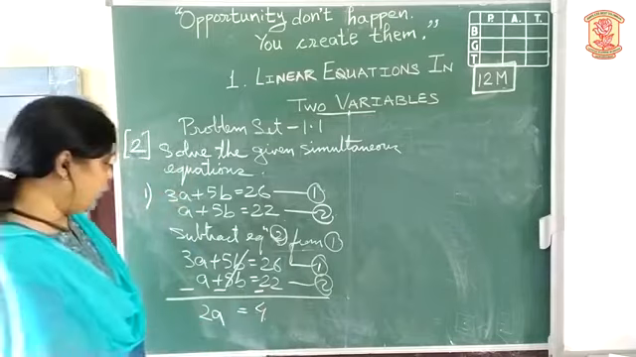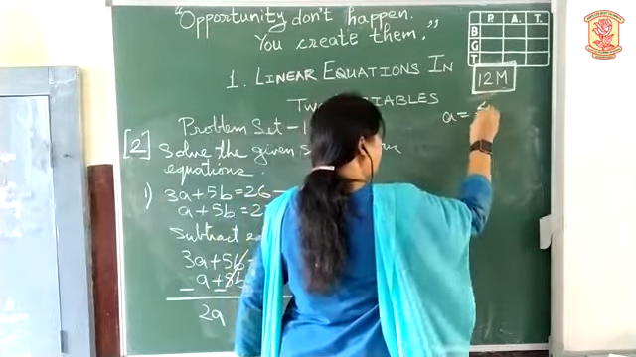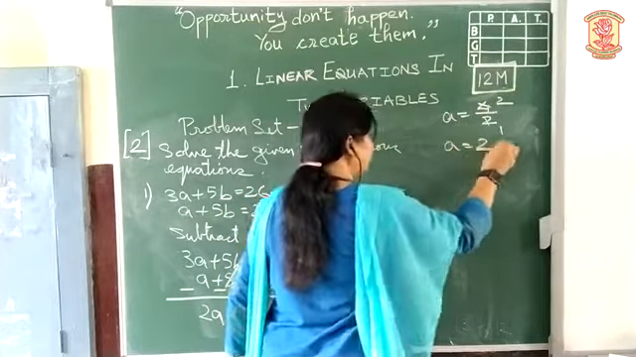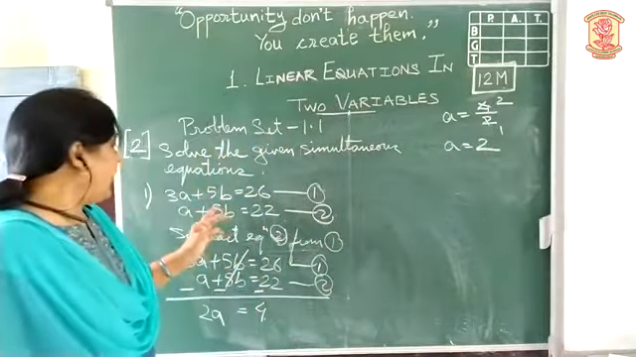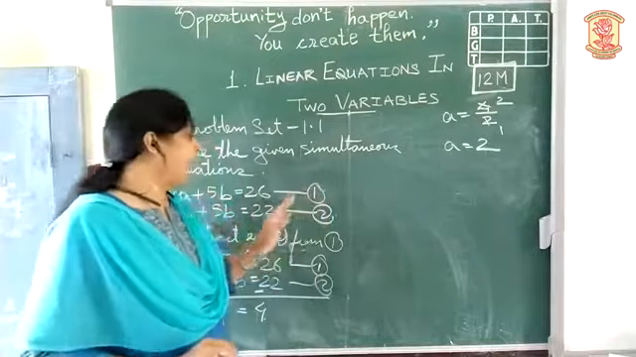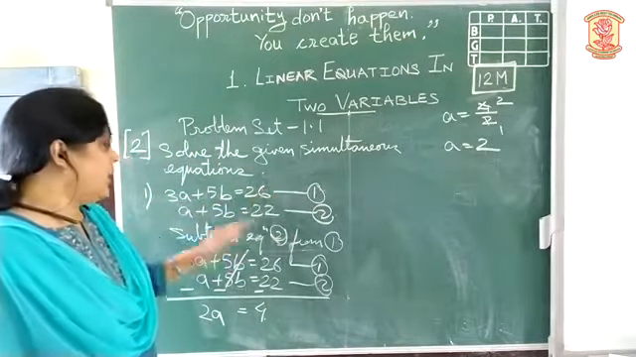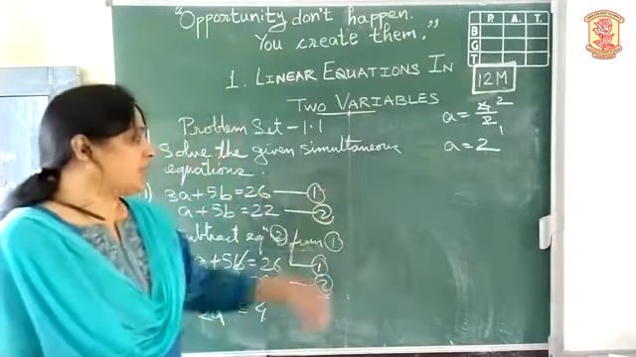So here the value of a is 4 upon 2. 2 ones are 2, 2 twos are 4. So a is 2. Now we are going to substitute the value of a equals 2 in one of the equations. We always have to select the simpler of the two. So the second one I think is simpler compared to the first one. So we are going to substitute the value of a equals 2 in the second equation.